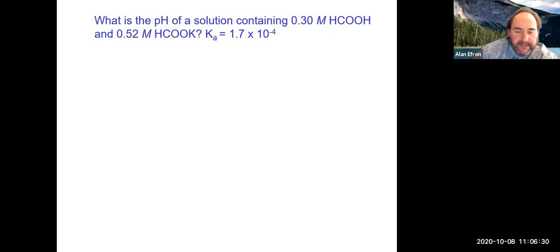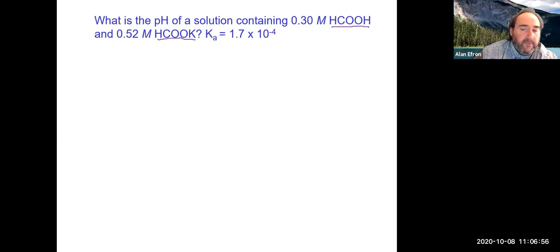Okay, so let us take a look here. We want the pH of the solution containing 0.3 molar HCOOH, which is formic acid, by the way, and 0.52 molar potassium formate. Our earlier question was, will they tell you if this is a common ion or a buffer or whatever it is? And clearly, a question like this, they do not tell you.